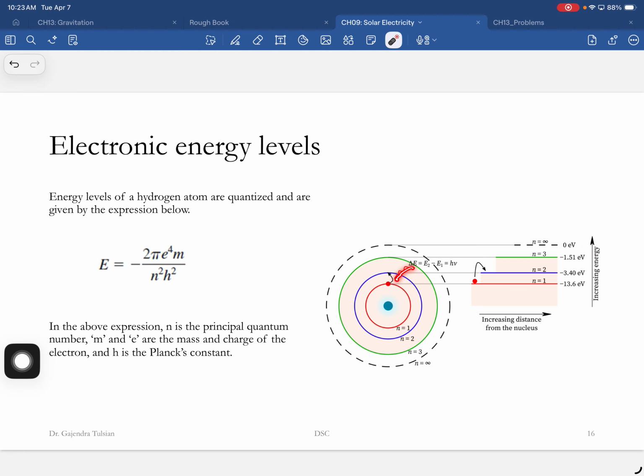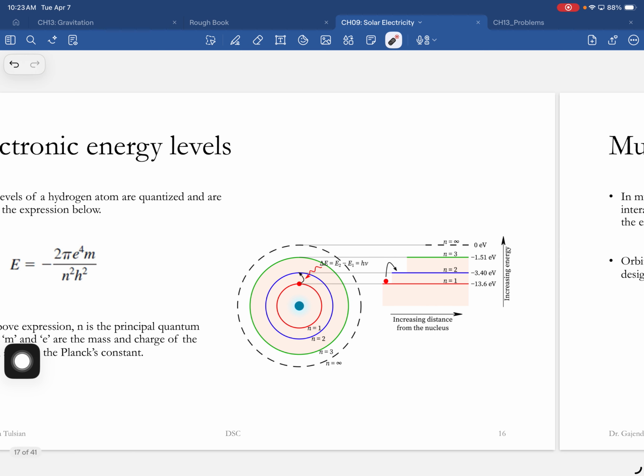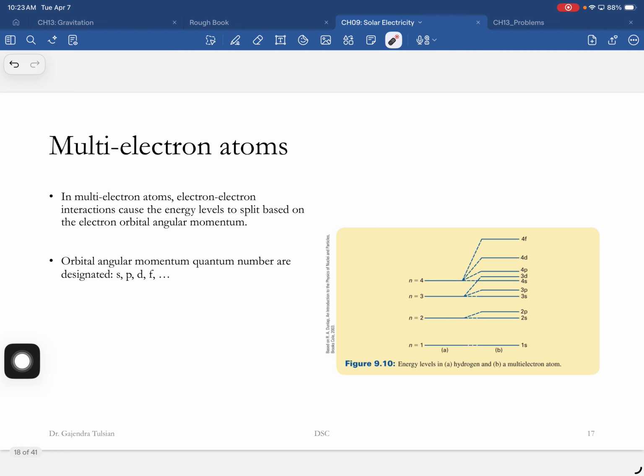Each n has orbital angular momentum numbers, so each n has sublevels. This has one sublevel, called S. This has two sublevels, S and P. This has three sublevels, S, P, and D. Those numbers tell you the orbital angular momentum. And so on, four sublevels and so on.